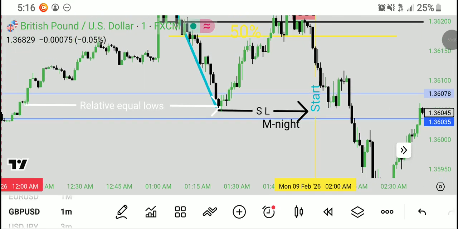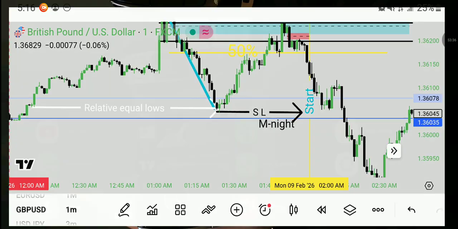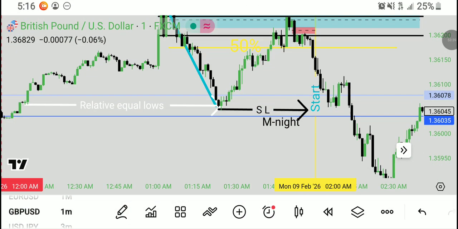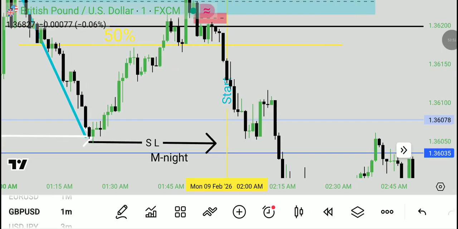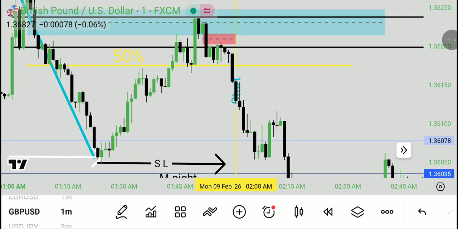From midnight, short it and take profit at midnight. You can see how beautiful it is.